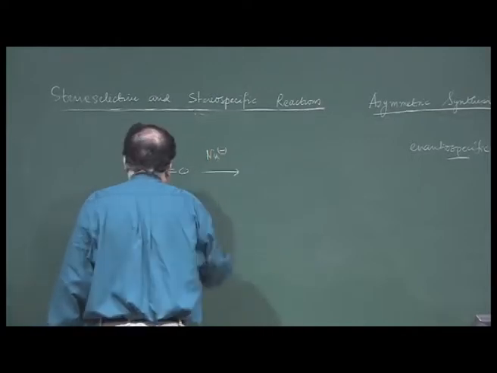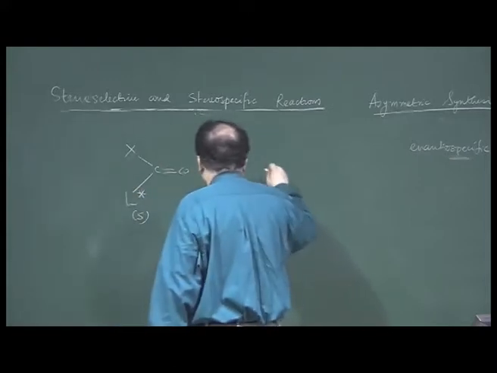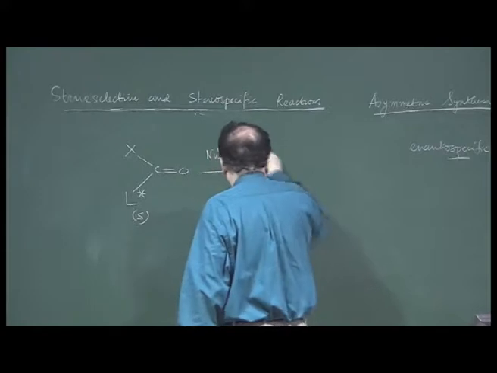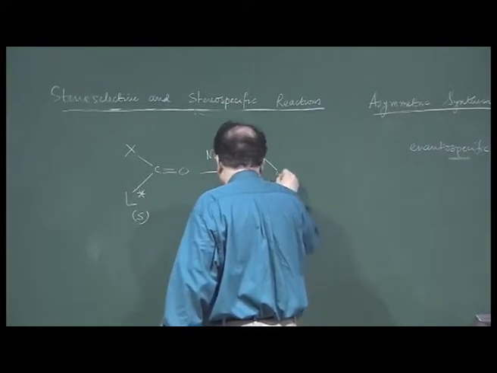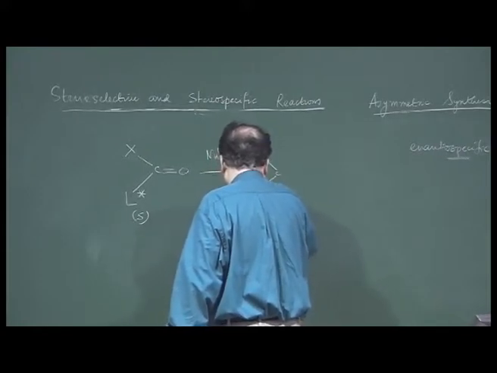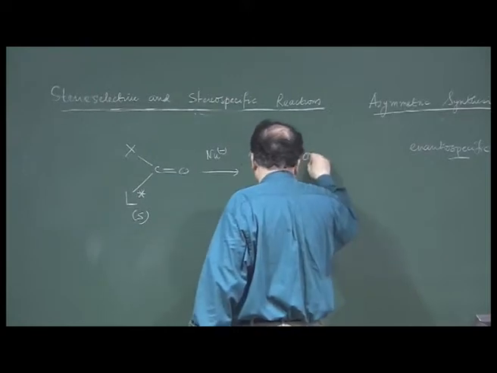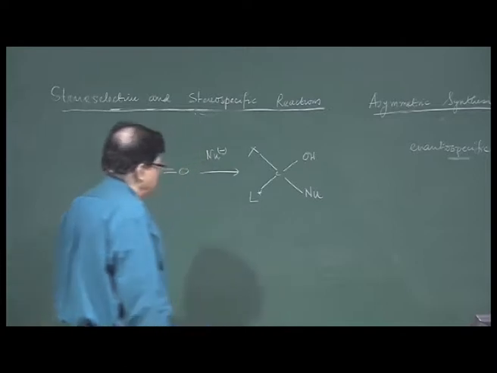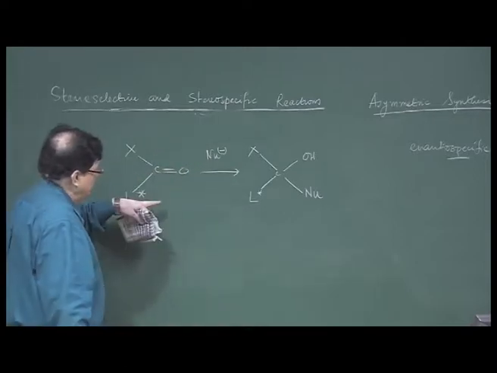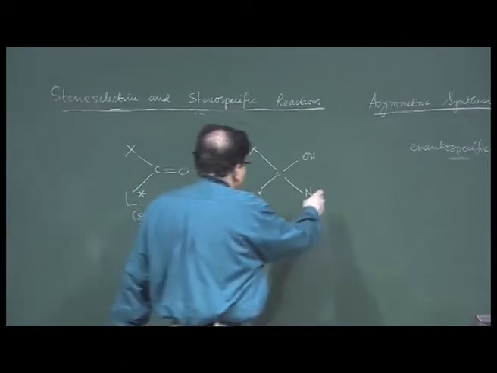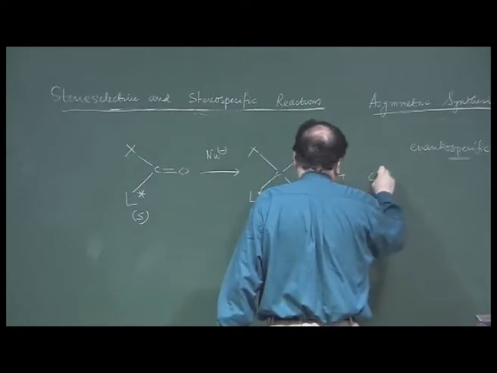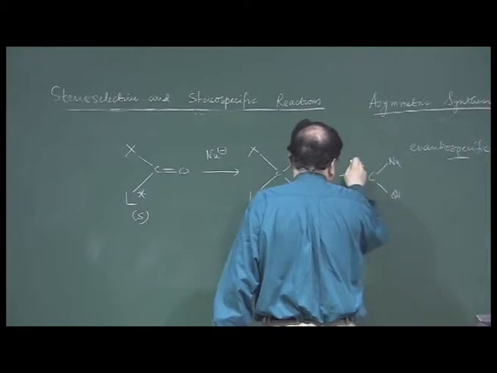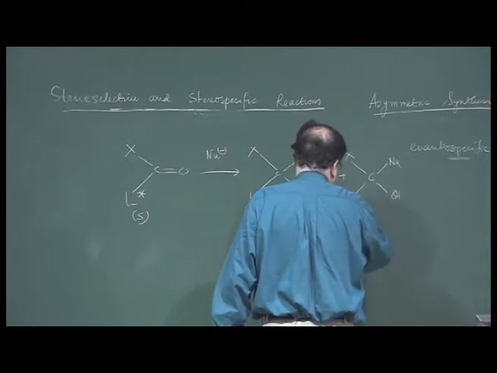So, the nucleophile will add to it. This is one possibility. I am not drawing the three dimensional structure, just a rough sketch. This is one possibility, and the other is the nucleophile on this side and OH on the other side. X and L star remain.